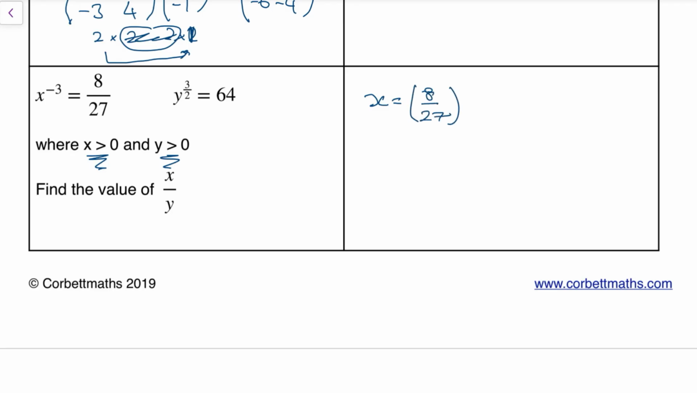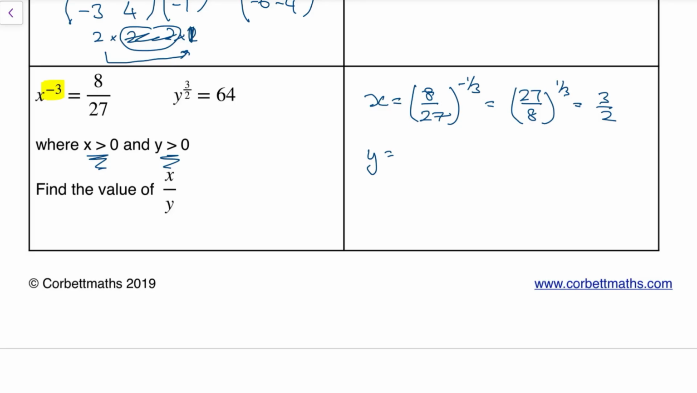What do I multiply minus 3 by to get 1? In other words, what's the opposite of minus 3ing? Well, it's going to be minus a third, because minus 3 times minus a third is 1, which is the opposite. 8 over 27 to the minus a third is 27 over 8 to the third, which is a cube root of both, which is 3 over 2.